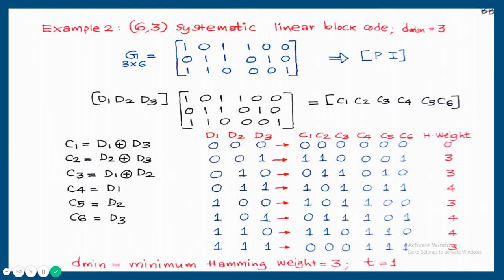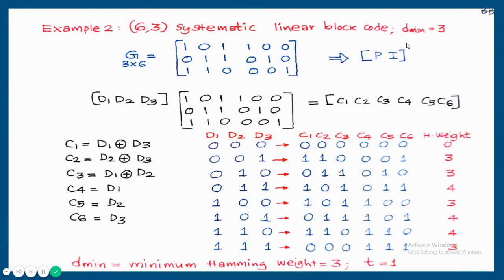Example 2. A 6, 3 systematic linear block code with d minimum equal to 3. In this example, instead of showing the IP format, I am showing the PI format. So in the PI format, the leftmost 3 bits are parity bits and the rightmost 3 bits are data bits. So the generator matrix dimension should be 3 cross 6, 3 rows and 6 columns. The identity matrix can be written without any difficulty: the 3 by 3 identity matrix, 1, 0, 0, 0, 1, 0, 0, 0, 1.